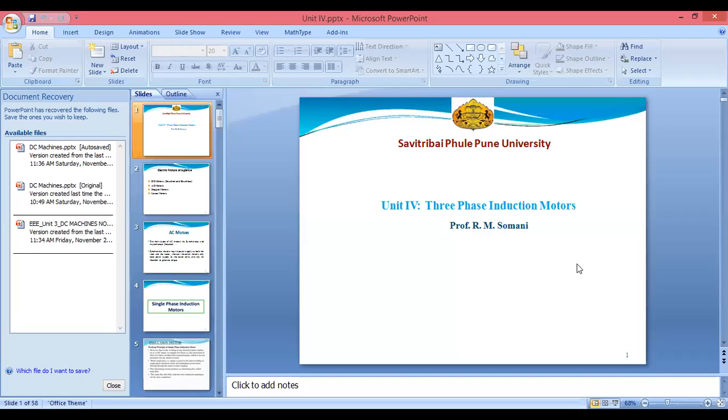Good afternoon. In today's session, we have to study our fourth unit, that is the three-phase induction motor. In the previous session, we studied the DC motors. Now we are supposed to study the AC motors. There are two types of AC motor, single phase and three phase. In our syllabus, we are supposed to study the three-phase induction motor.